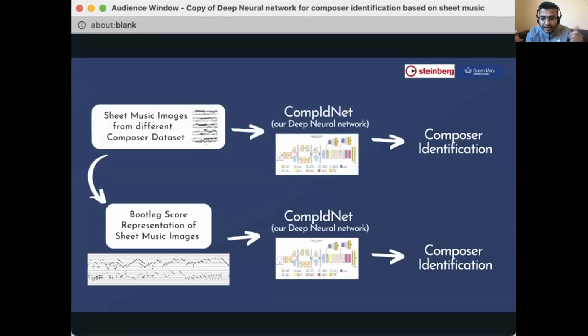In our particular research, we chose two data sets in two ways of representation. The first is the sheet music images, and the second is the corresponding bootleg scores. The same sheet music images have been converted to bootleg score representations, to see how our model works on those visual representations. If our model works better with the music sheet images directly, without any intermediate conversion, then it might work better with the bootleg score representations as well.